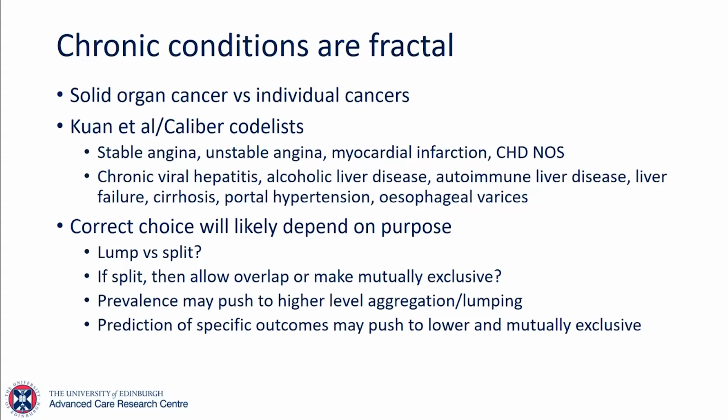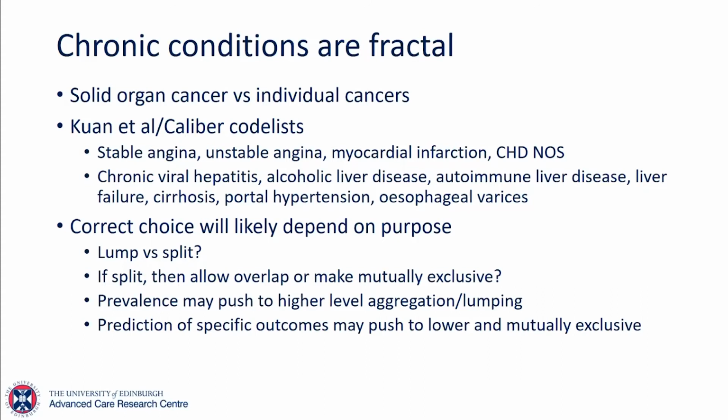And just some examples from Valerie Kwan's work and Caliber. So at individual condition level, they have stable angina, unstable angina, myocardial infarction, and coronary heart disease not otherwise specified. So is that 4 conditions or is that 1 condition? And the answer probably is, well, it kind of depends. And similarly, if you look at liver disease, you get chronic viral hepatitis, alcoholic liver disease, autoimmune liver disease, liver failure, cirrhosis, portal hypertension, esophageal varices. So is that 1 condition or is that more than 1?